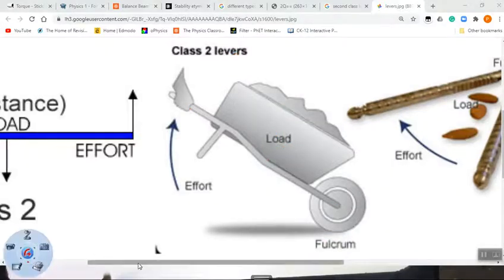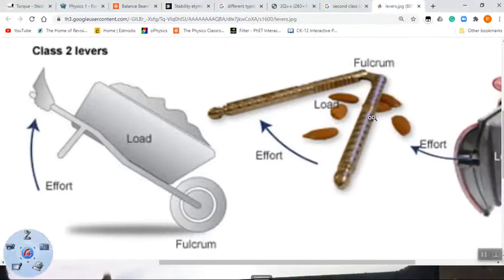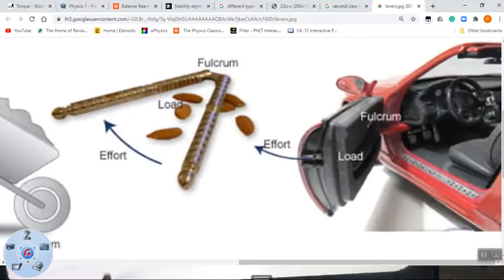The next example is a nutcracker, where we put our nuts in close and we push at the back. Another example is a normal car door. The load is the weight of the door, we push it here at the handle, and the fulcrum is the hinge around which the door moves.